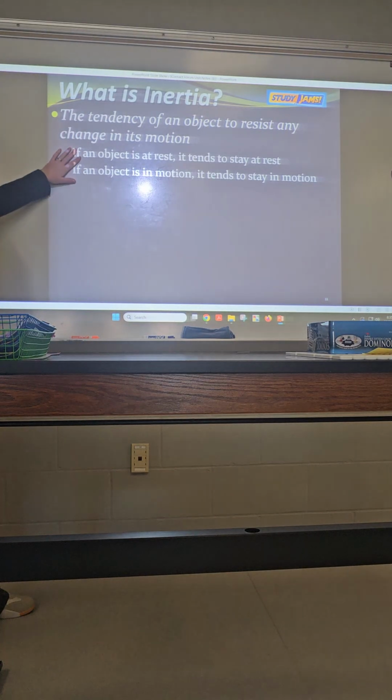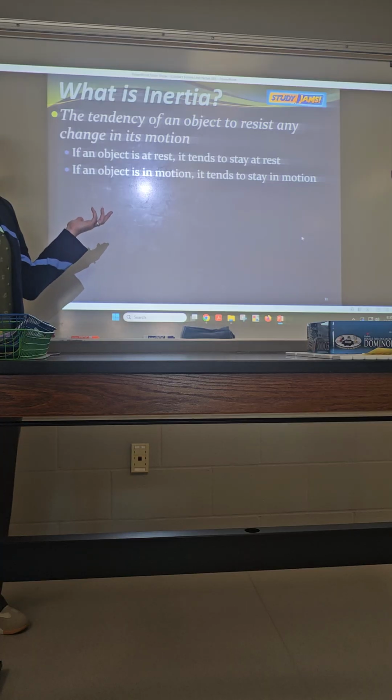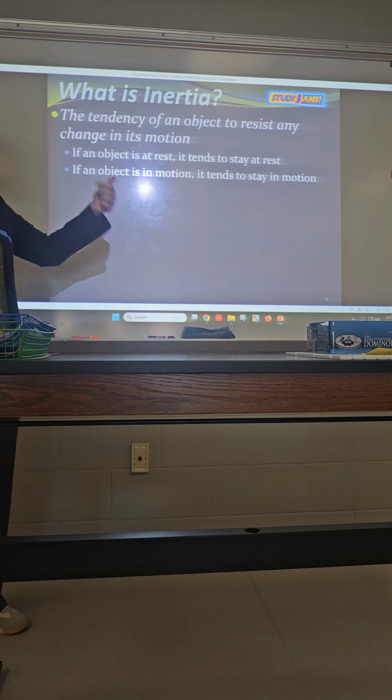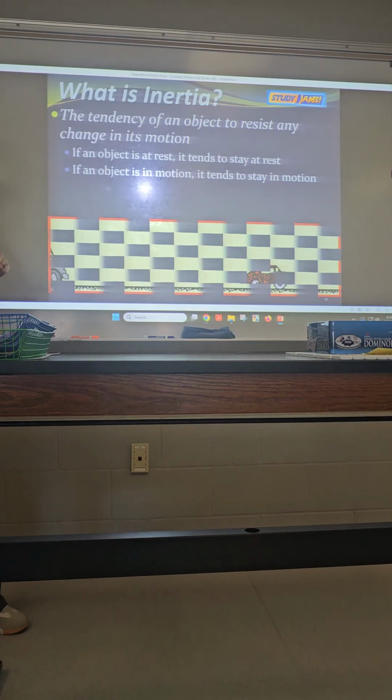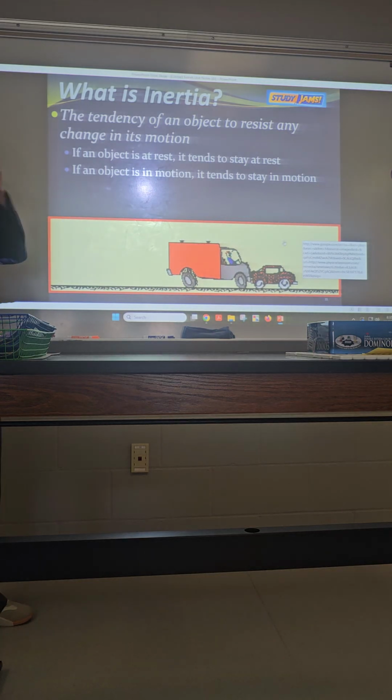Okay. So really inertia is, it's just going to keep doing whatever it's doing. So if it's at rest, it stays at rest. If it's moving, it's going to stay moving. If that's how you think of it, that kind of helps.